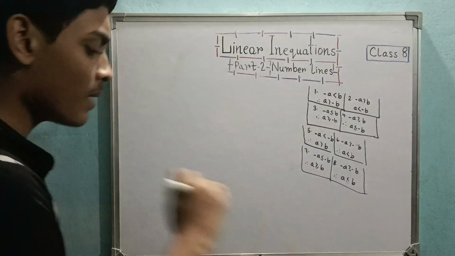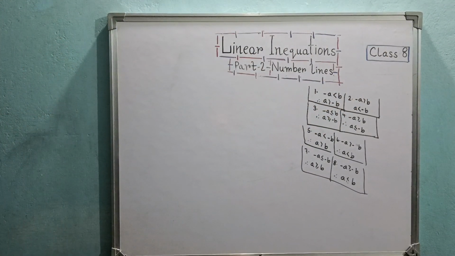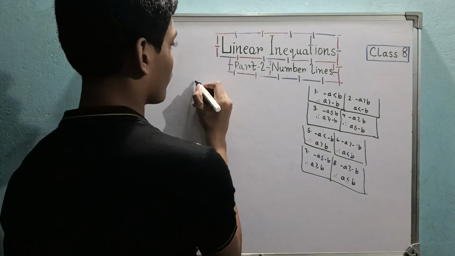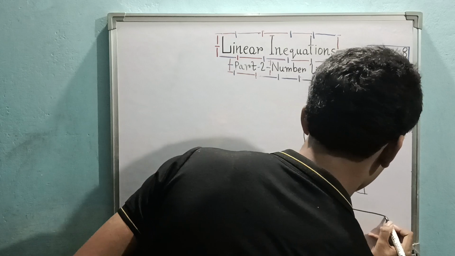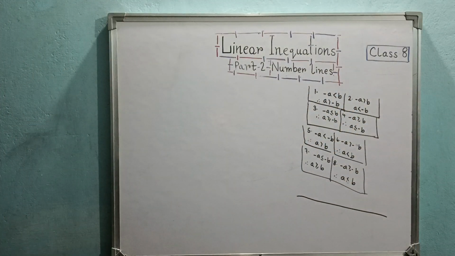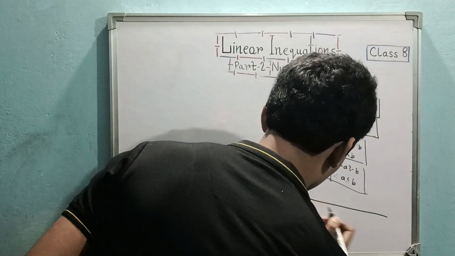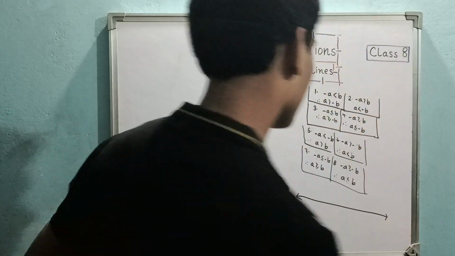Okay, now let's get into our main protagonist, the number line. So the number line is a very cute thing. So let me draw it here. Number line, it is like this, and it has two arrows on two sides. Okay, that's the basic concept of a number line.